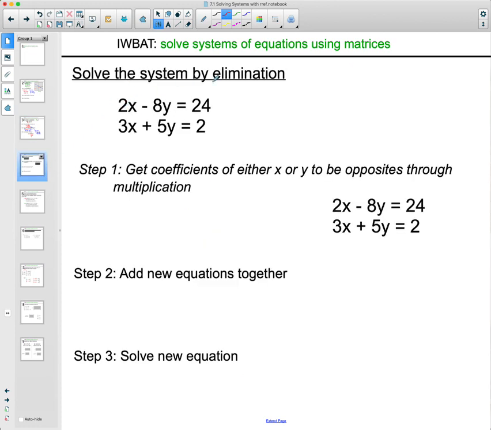Then a quick recap on elimination. So you want to get the coefficients of x or y to be opposites. So when you stack them on top of each other, we want these to be opposite numbers.